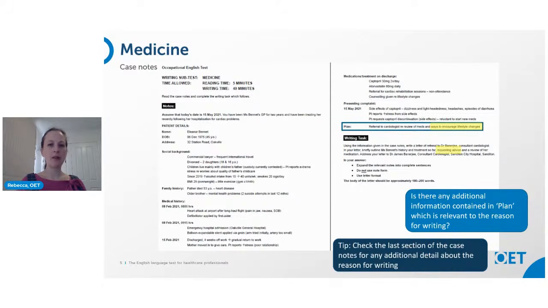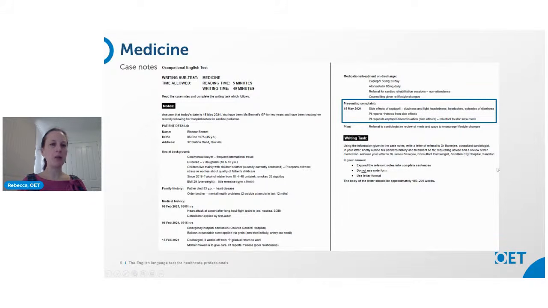So let's have a look at the next section of case notes. So let's look at the section above, which is the presenting complaint. And I note that this is the same date as the one I've been given to write the letter. So essentially this is today. And again, I'm going to ask you to tell me the answer to this question. We're posting the link to the question in the chat now.